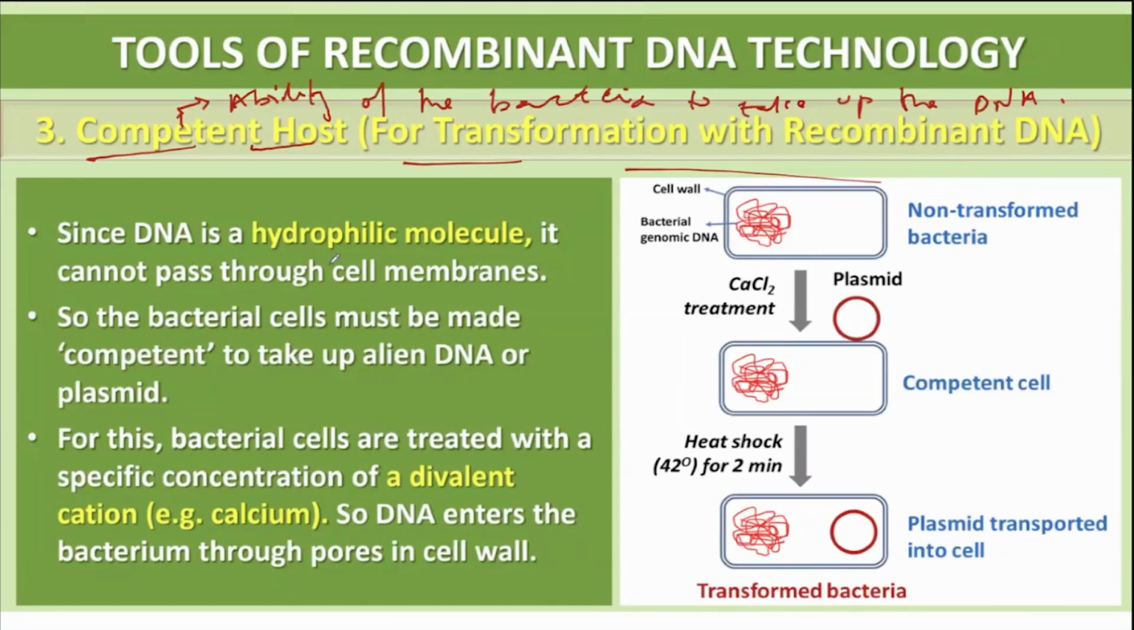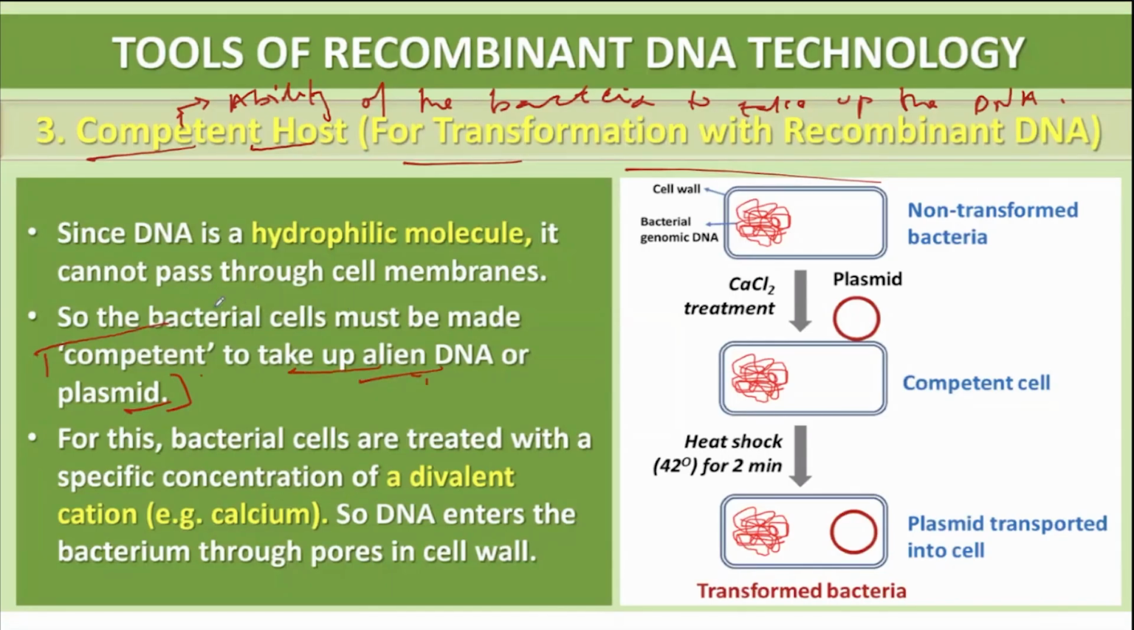So the bacterial cell must be made competent. See, this was about the normal bacteria. In a normal bacteria, there is no competence. They have an inability to take up any DNA or any foreign material. The bacterial cells must be competent enough to take up alien DNA or the plasmid. So this is where competency is: the ability of the host to take up the DNA or the plasmid.